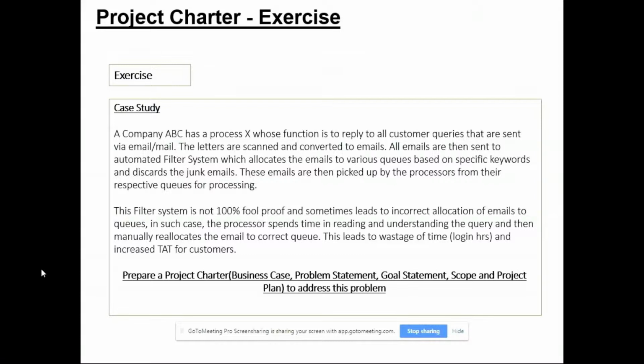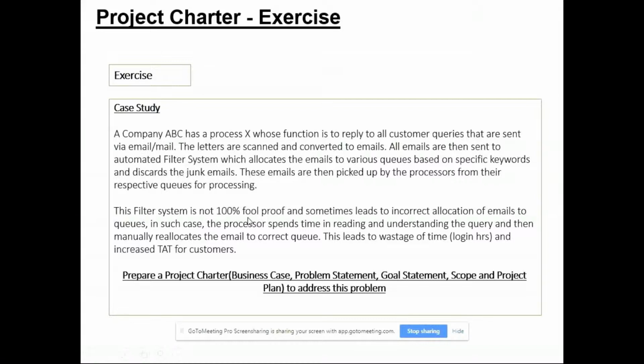There's a company ABC that has a process X whose function is to reply to all the customer queries that are sent via email or mail. Now these letters are scanned and converted to emails, and all the emails are then sent to an automated filter system, which allocates the email to various queues based on specific keywords and discards junk emails. These emails are then picked up by the processor for their respective queues for processing.